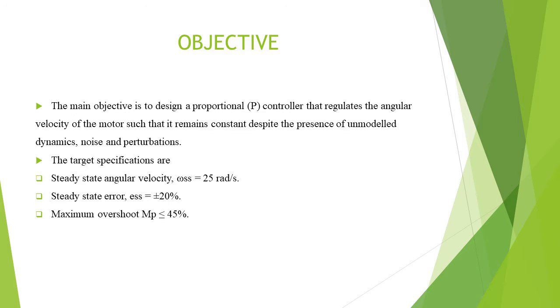The main objective of our project is to design a proportional (P) controller that regulates the angular velocity of the motor such that it remains constant despite the presence of unmodeled dynamics, noise, and perturbation, with the target specification below.